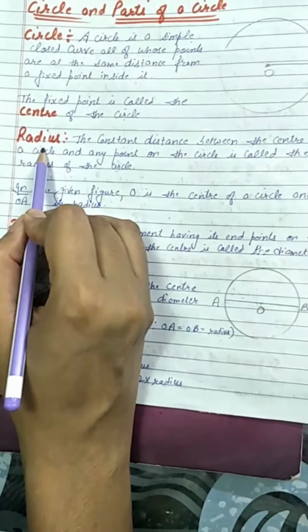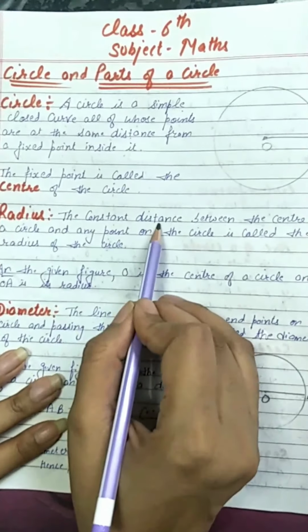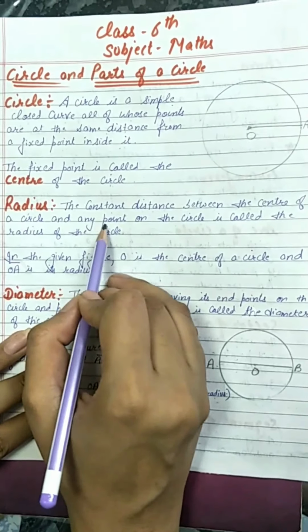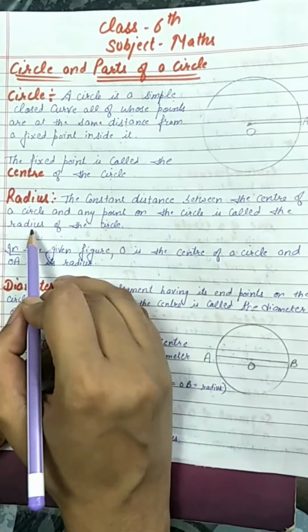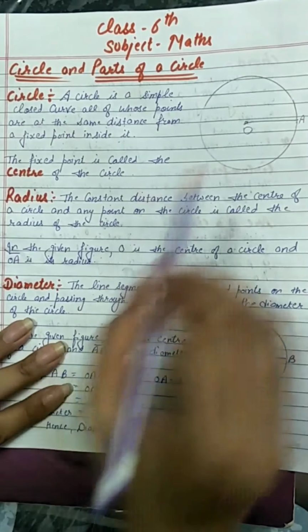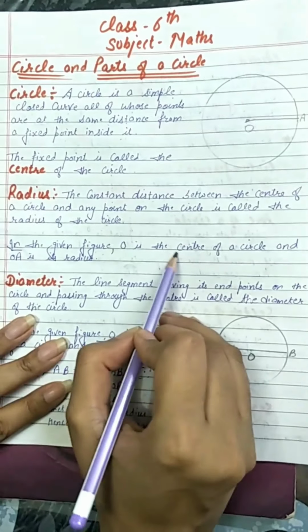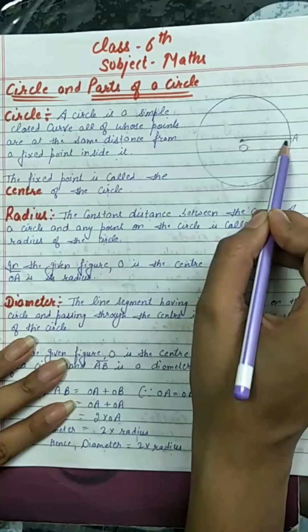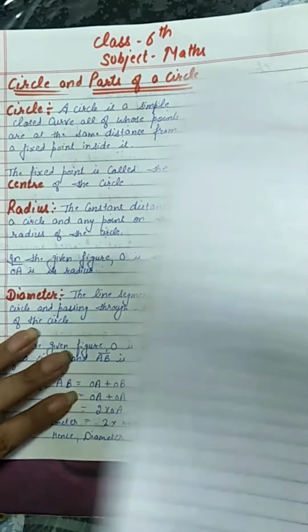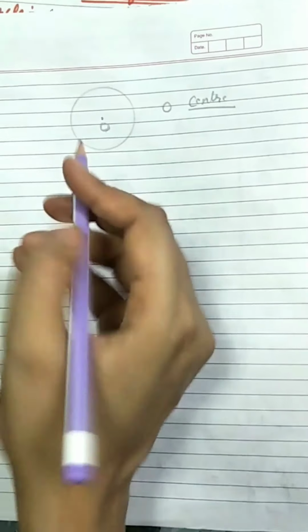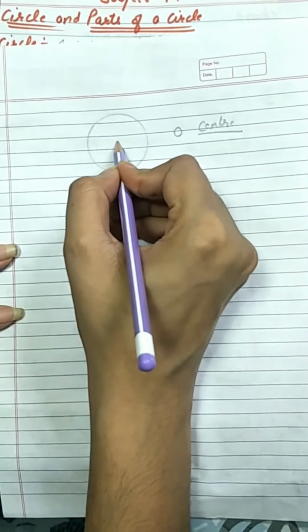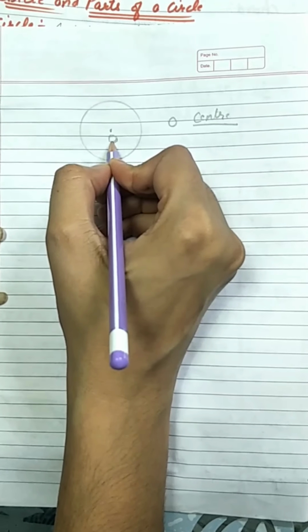Okay. Next main part is radius. The constant distance between the center of a circle and any point on the circle is called the radius of the circle. In the given figure, O is the center of a circle and this OA is its radius. Now look here. This is a circle and this O is the center of the circle.